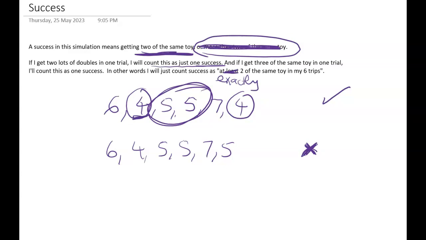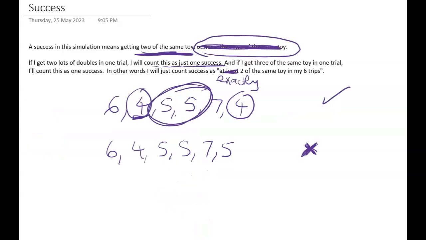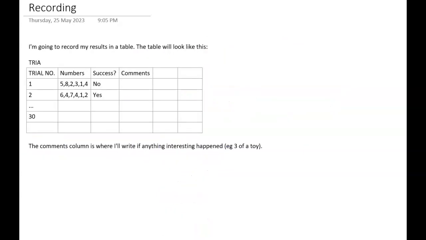Right, so hopefully what you're seeing is that you really do have to think quite hard about what they want, what real life means here, and what we're trying to measure. So in this case, going back to the question again, it's the probability that Sam gets 2 of the same toy. So that's success. And now I'm going to talk about recording.